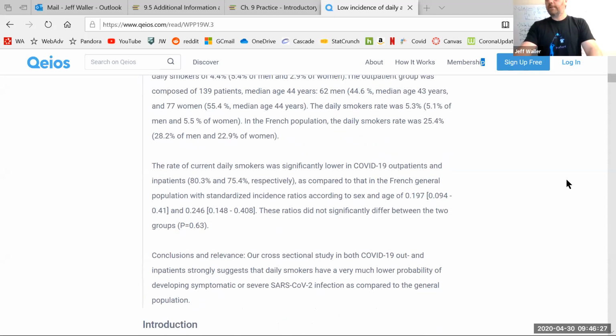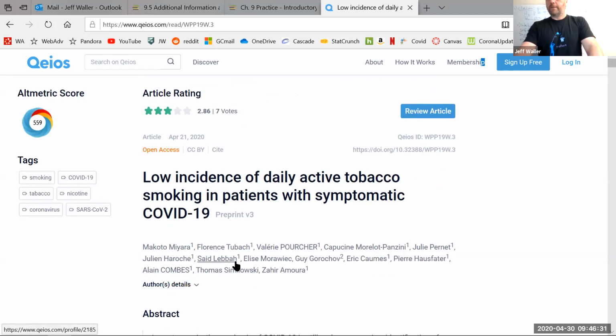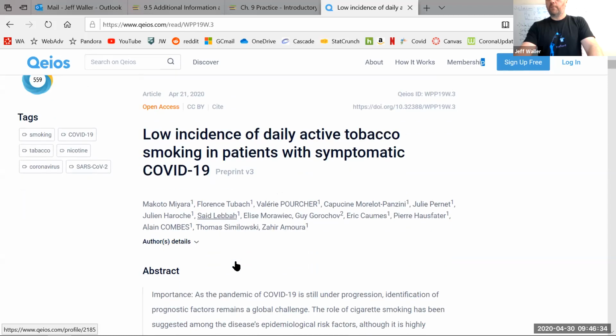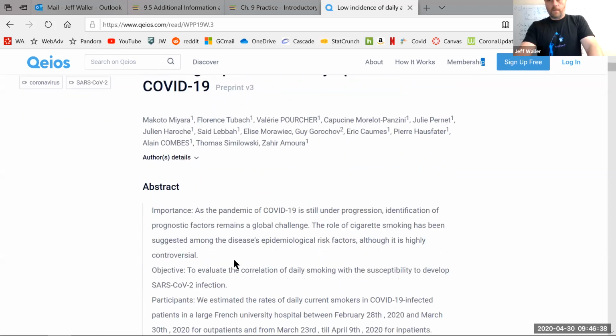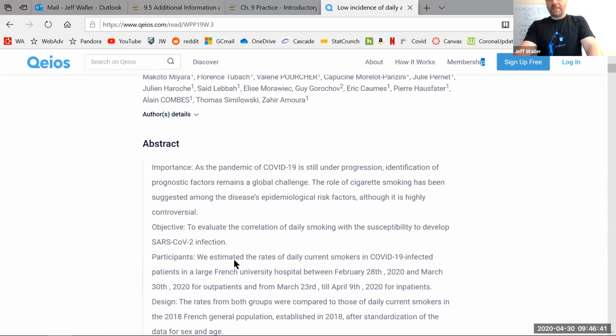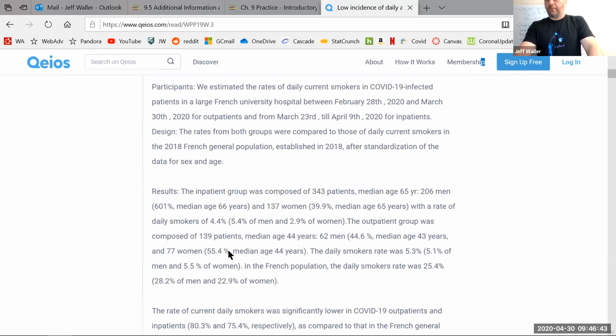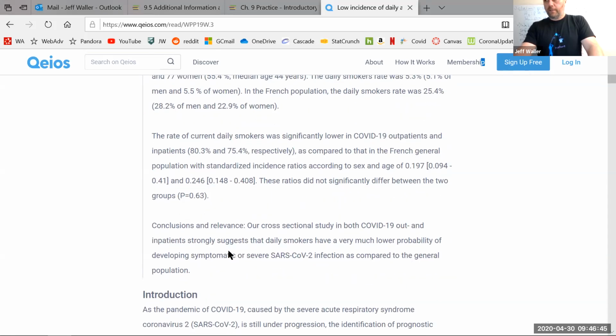Do you guys see this? This is very strange, by the way. I just found this morning: Low incidence of daily active tobacco smoking in patients with symptomatic COVID-19. Now, to be really honest, like I just said, I looked this up right before class started. I haven't even really looked at it. I just want to show you a couple things. You guys all see that, right? You see all this writing in this journal article. Yes, thank you.